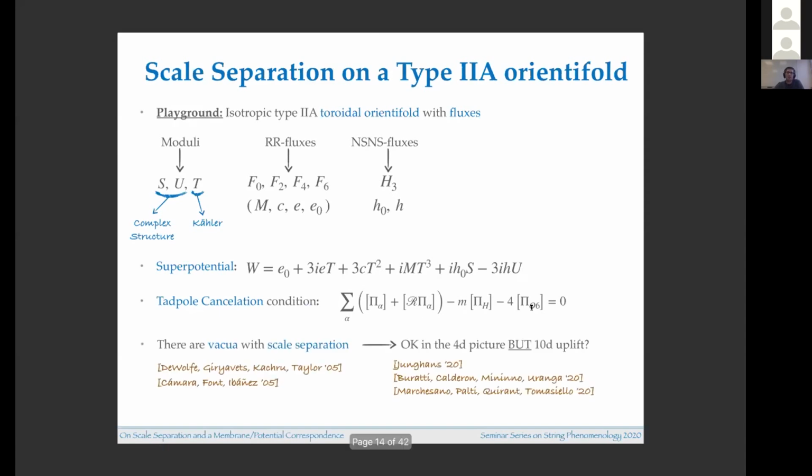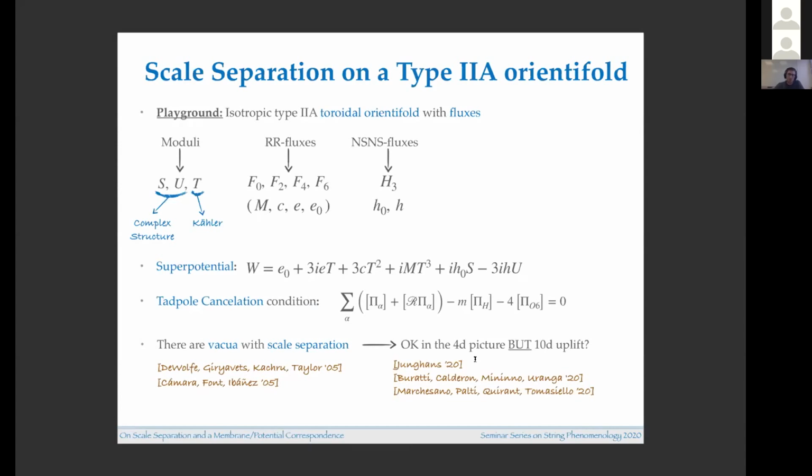But this has been studied, and these are the very well-known, now called DGKT vacua, which seem to exhibit a scale separation. There is also a similar family of them by Cámara, Font, Ibáñez at about the same time. And the thing here is that there exist these vacua from the 4D effective field theory point of view, which is given by this superpotential, and they seem to be scale separated. They are supersymmetric, so they would seem to contradict the AdS distance conjecture.